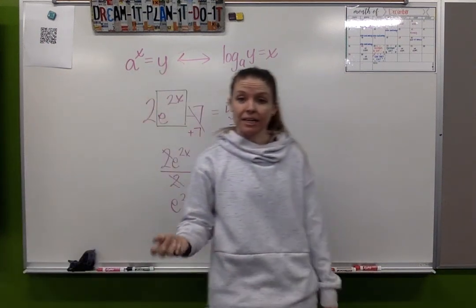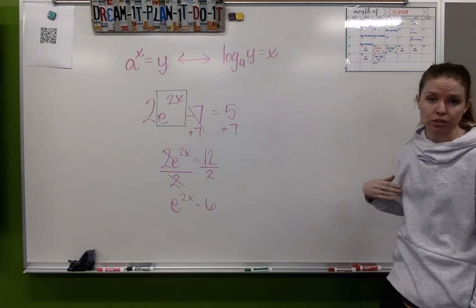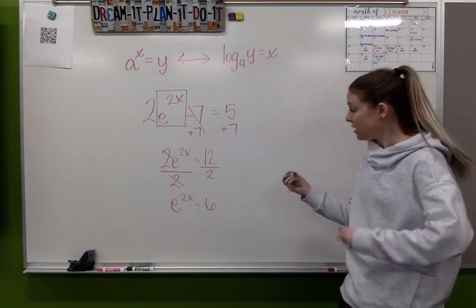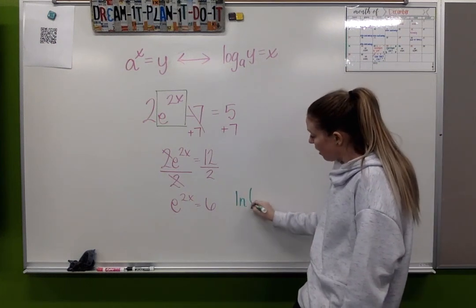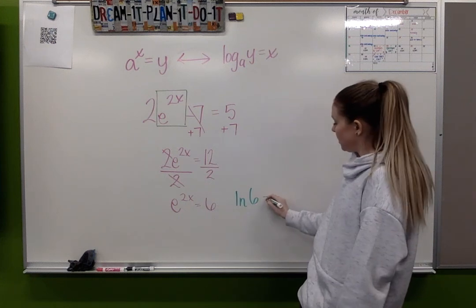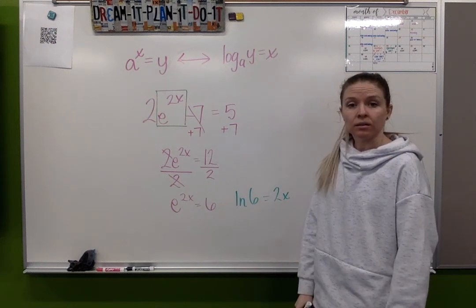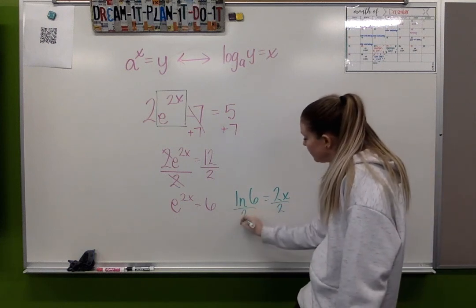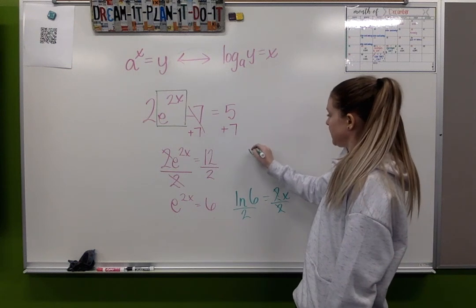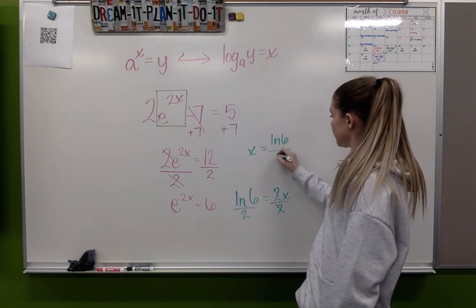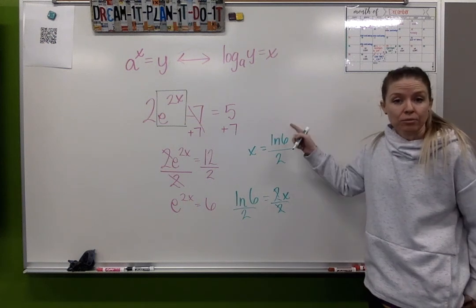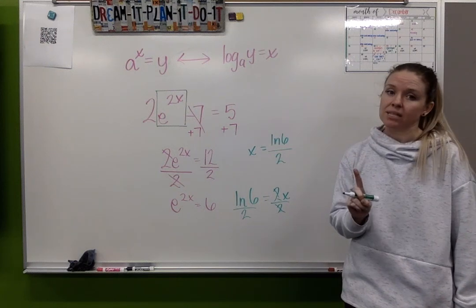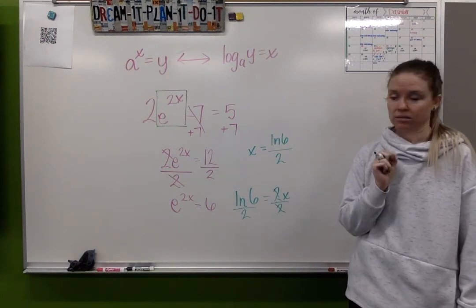Once the base is isolated, we use this idea and we convert to a log. So my base is e. When the base is e, this becomes a natural log of 6 equals 2x. Okay? And then I got to isolate the x. I divide by 2. So here we're seeing x equals the natural log of 6 over 2. We can't reduce the 6 and the 2 because the 6 is inside the natural log. It's not 6, it's the natural log of 6.